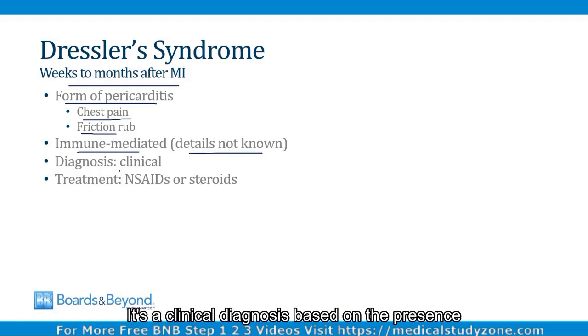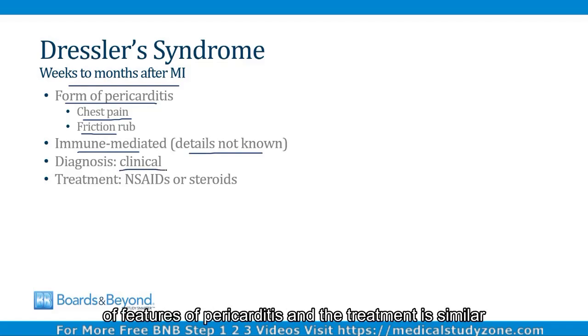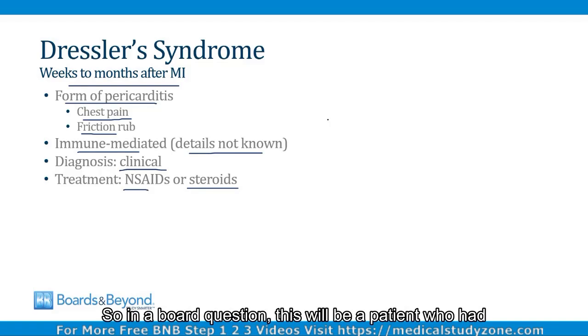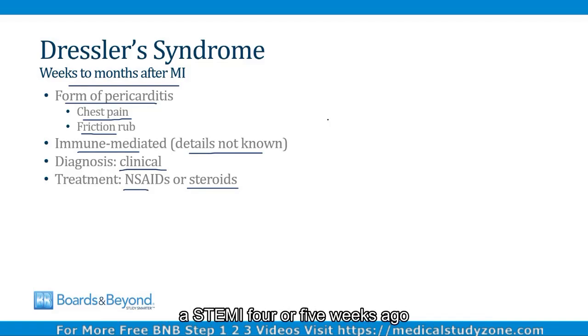It's a clinical diagnosis based on the presence of features of pericarditis, and the treatment is similar to other forms of pericarditis. It's treated with NSAIDs or steroids. So in a board question, this will be a patient who had a STEMI 4 or 5 weeks ago and now has typical features of pericarditis. That patient has Dressler syndrome.